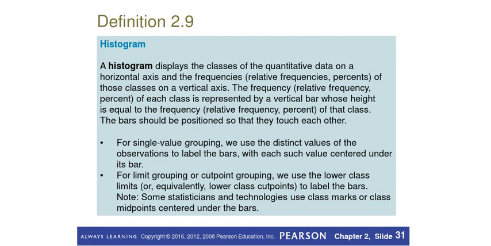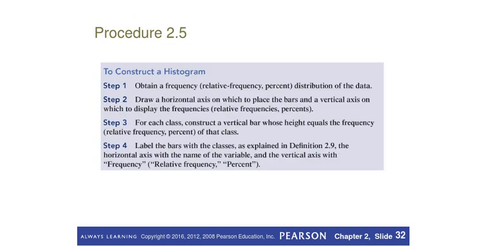So let's see what that looks like. If we want to construct a histogram, we're going to obtain the frequency. We're going to draw, this is a lot like our bar graph, right? Draw the horizontal axis, place the bars in the vertical axis to display our relative frequencies or frequencies. For each class, get a vertical bar whose height is equal to the frequency, and then label those bars.